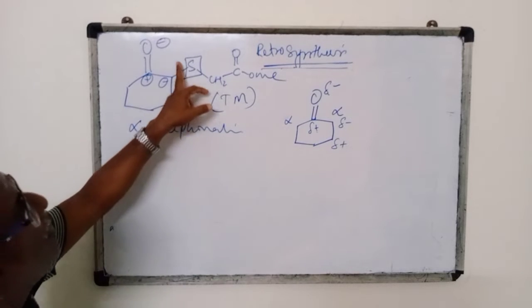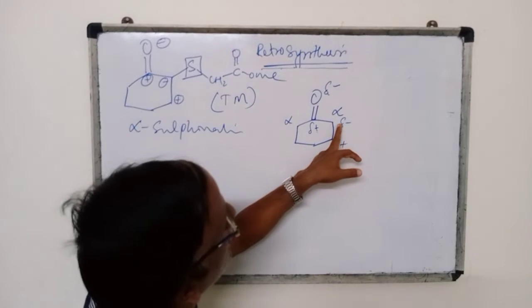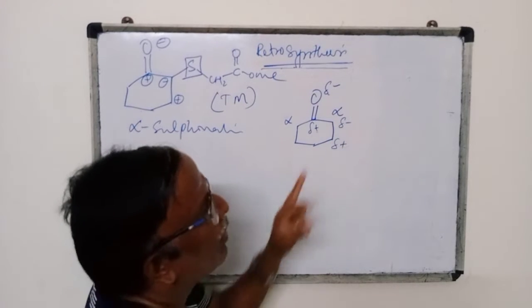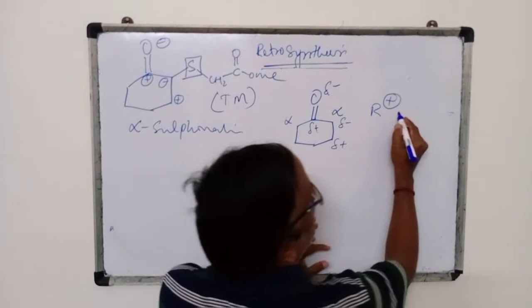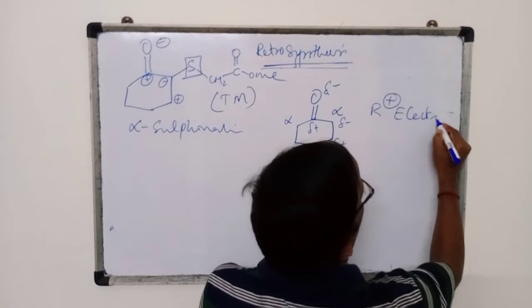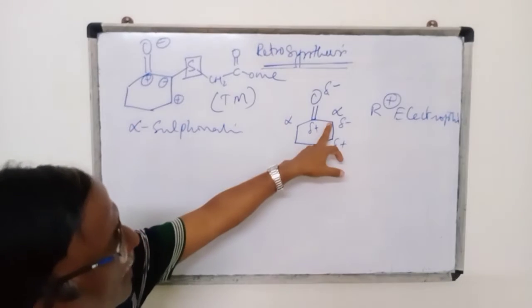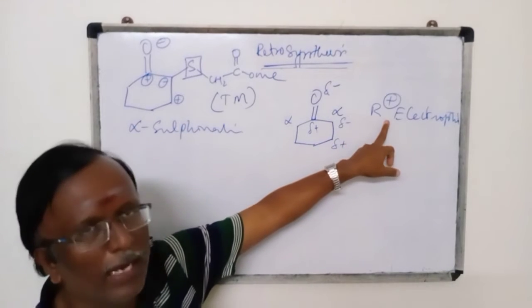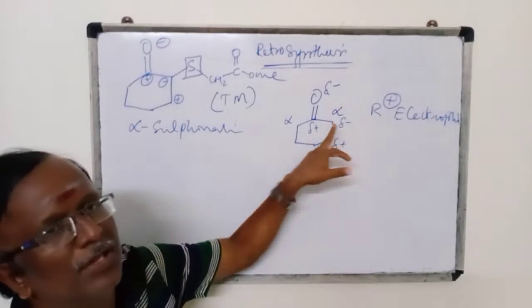I'm going to introduce some group at the alpha position. So when I want to introduce some group at the alpha position, what should be the nature of that? It should be a positively charged one. It should be an electrophile. Because it's a nucleophilic carbon, I can add an electrophile. That's what I discussed in the last class. I can do an alpha halogenation here.